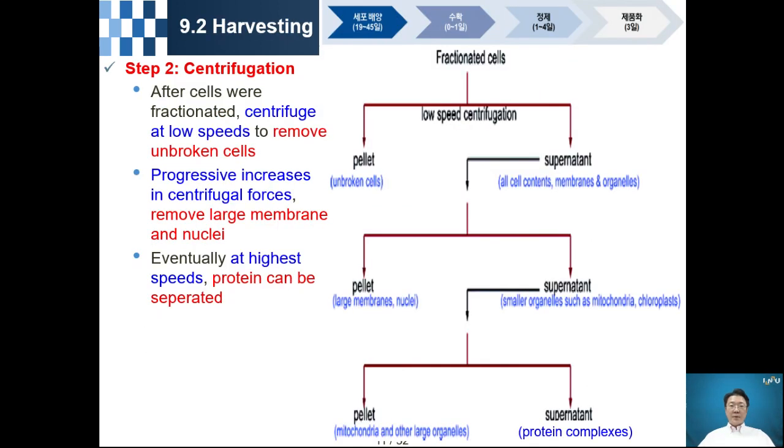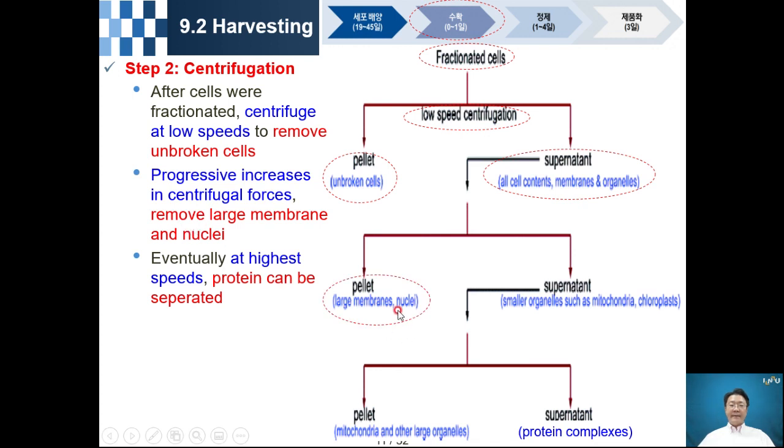Okay. So in this slide, I will explain the second step in harvesting, which we call centrifugation. After the cells were fractionated, we apply low speed centrifugation. After centrifuging at low speed, we can remove the unbroken cells. Unbroken cells go to the pellet, and all the cell content, membranes and organelles belong to the supernatant.